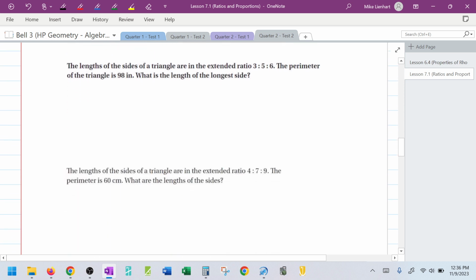All right. How about the lengths of the sides in an extended ratio? So now I look at this ratio 3:5:6. All right.